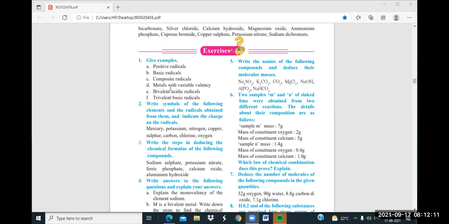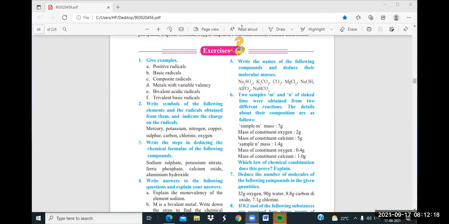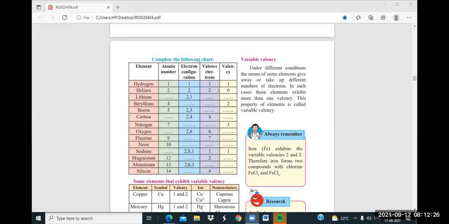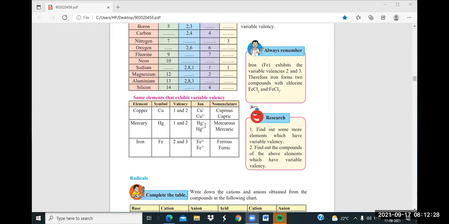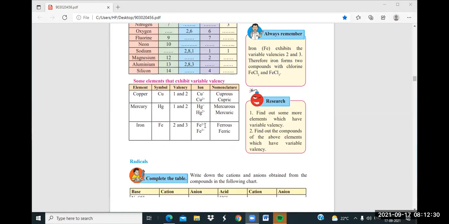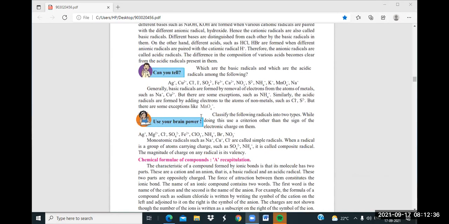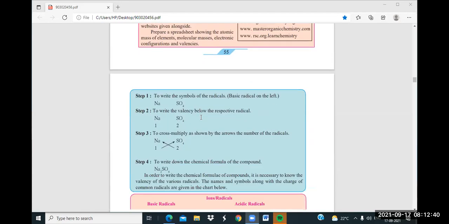So very simple thing. Mercurous, that is Hg+. What is it? Hg+. See, mercurous Hg+. Then about the potassium, which charge is there? Positive charge is there, means K+. What you write? K+.